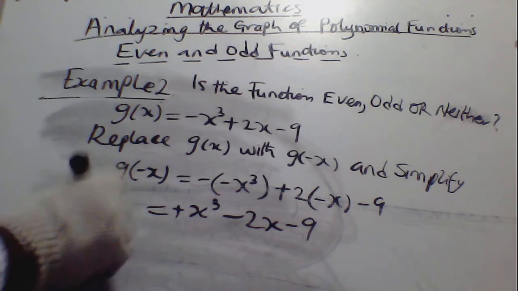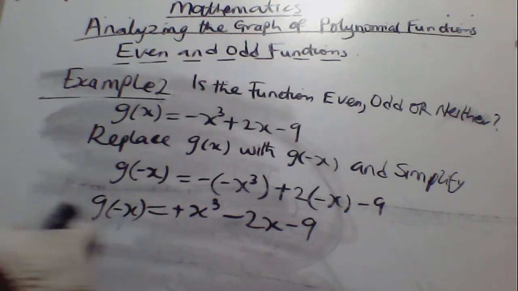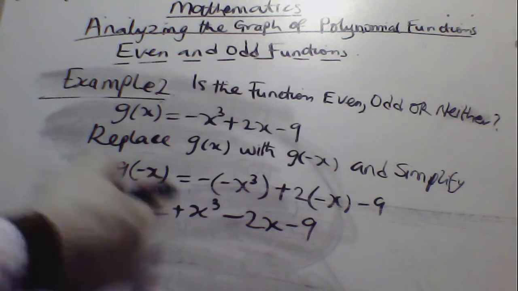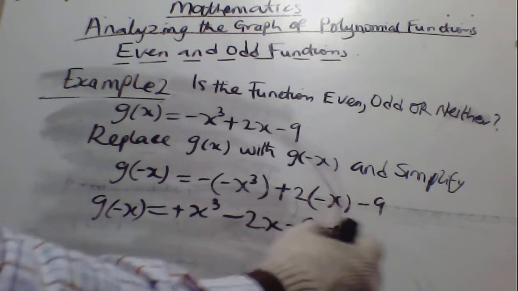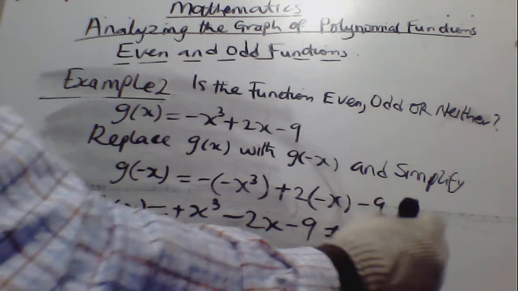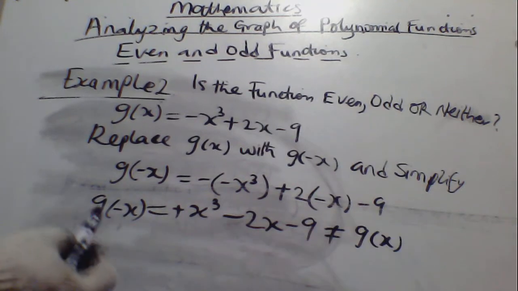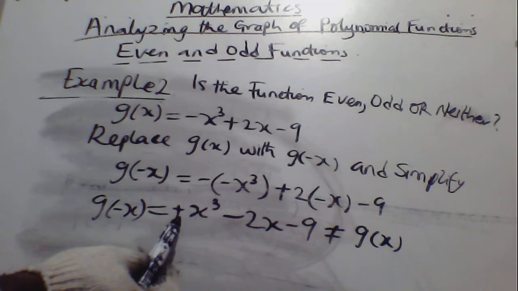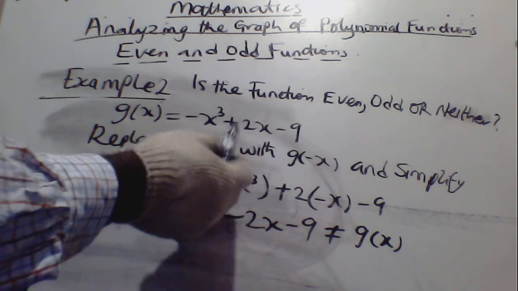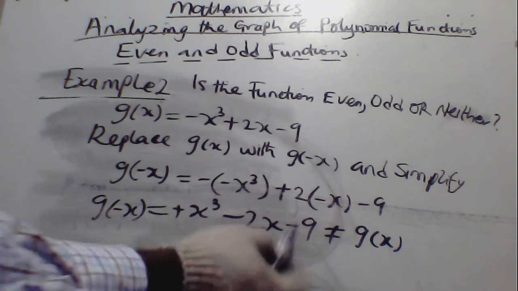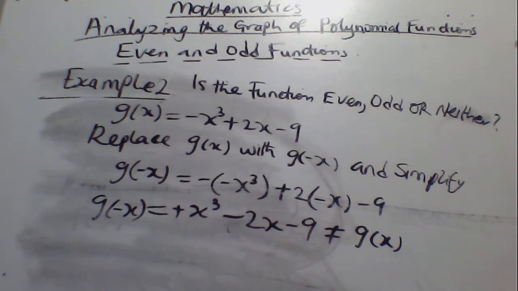So now from here we observe what we have. Looking at the function, they are not the same. This is not equal to g of x. There is a plus here, there is a minus here, and there is a minus here where there is a plus there. So g of minus x is not equal to g of x.